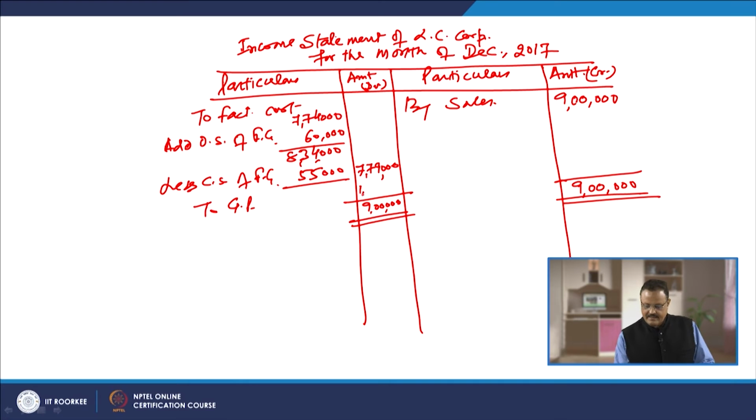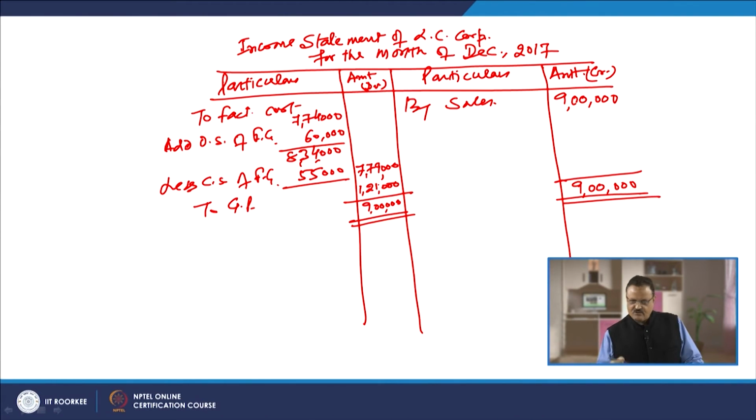This is 1,21,000. This is the gross profit. But this is not the final profit. In this profit, we will have to make some further adjustments in the lower part. So this upper part, which helps us to calculate the gross profit, is called the trading account, the first part of the income statement. And the second part of the income statement is the profit and loss account.